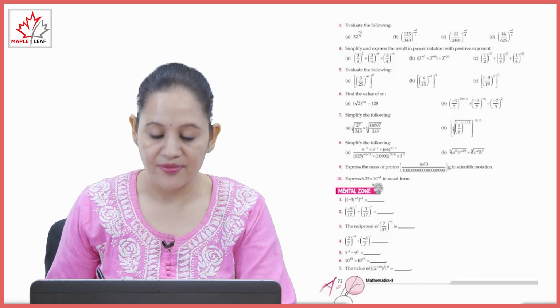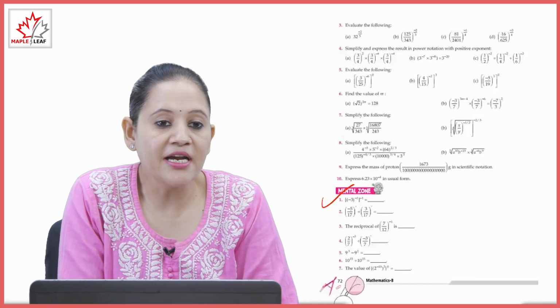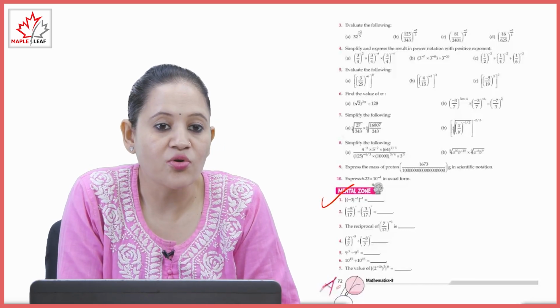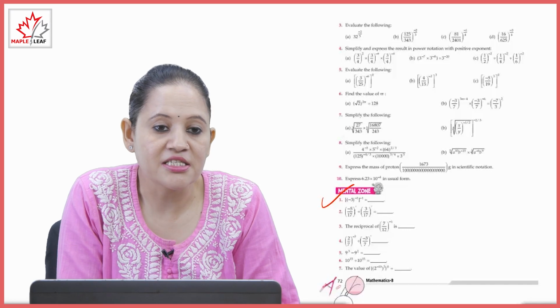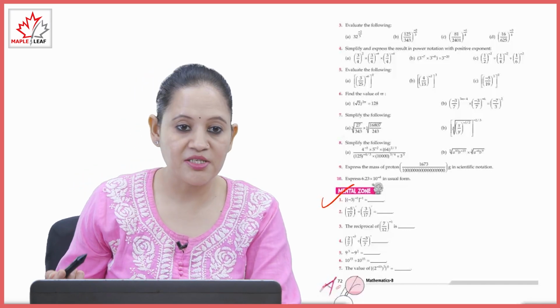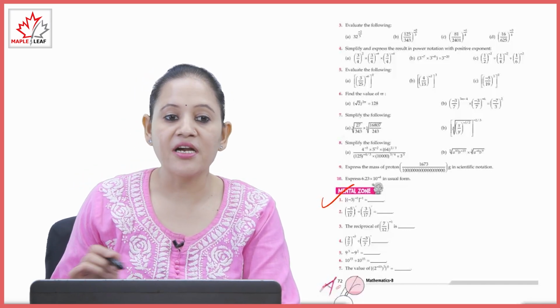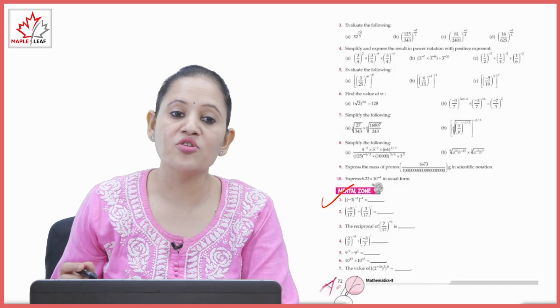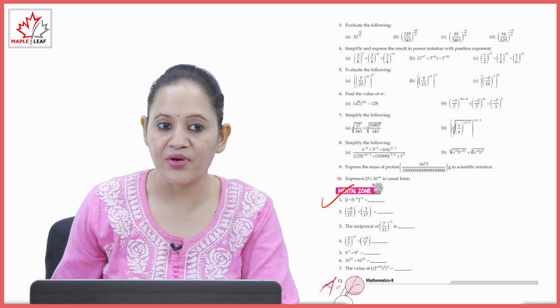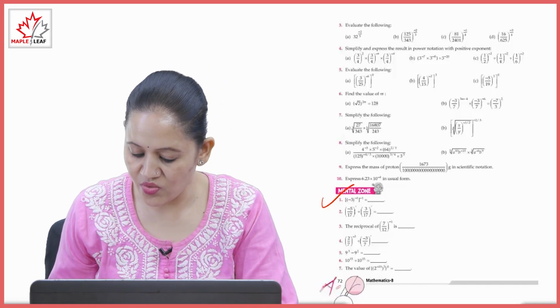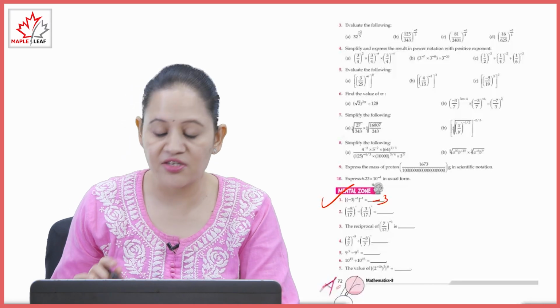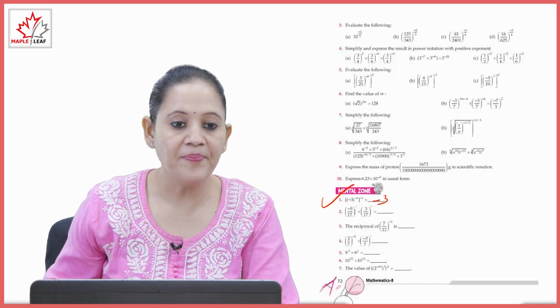Next is mental zone. Minus 3 to the power minus 1 whole power minus 1. Minus 3 to the power minus 1. सो हम क्या करेंगे? मल्टीप्लाई कर देंगे. माइनस 1 इंटू माइनस 1 तो हो जाएगी पावर 1. माइनस 3 इज टू पावर 1, दैट इज इक्वल्स टू माइनस 3. क्लियर?